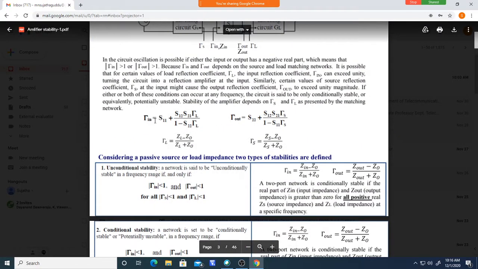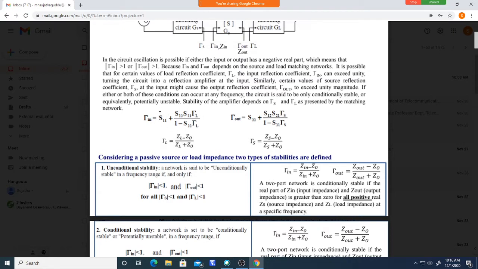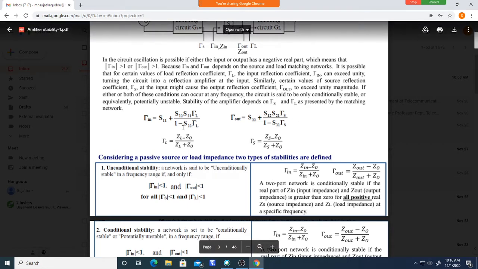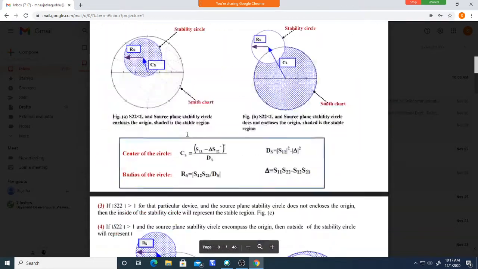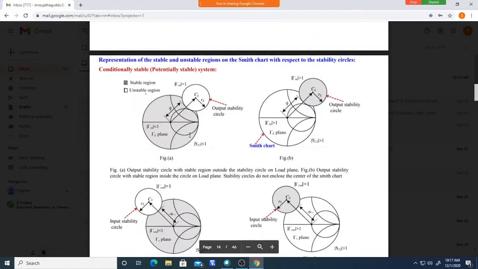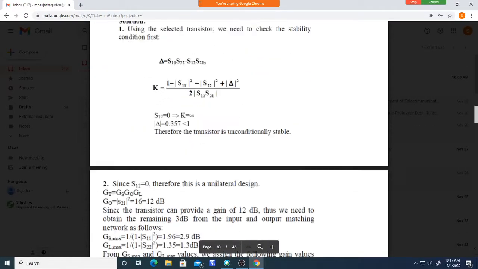Here, tau in depends on the value here. Tau in depends upon tau L, and tau out depends upon tau s and the S parameters. These are the S parameters. Tau in depends on ZL, and tau out depends on ZS. Tau in depends on ZL and the S parameters.